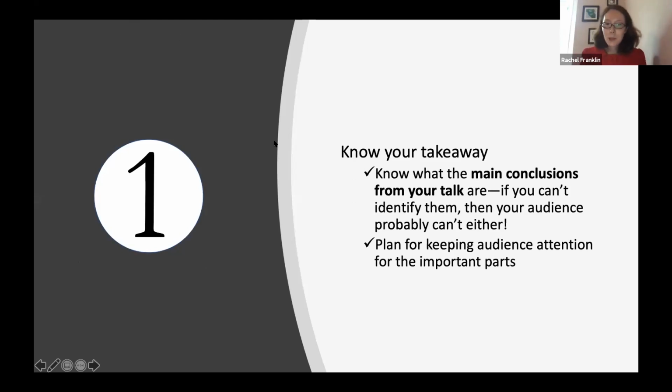All right, so the first piece of advice that I have, and probably the very most important, this is why it's number one, is to think about what your takeaway is from your presentation. This is usually what your main conclusions are from your research, but sometimes it's something else, policy questions or advice that you want to give, requests that you want to make. But if you can't identify what those takeaways are in a sentence or two, then chances are your audience is going to have trouble as well.